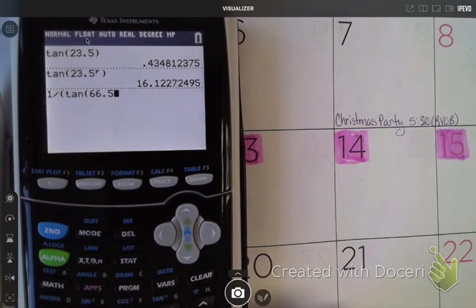66.5. And end your 2 parentheses. When you have the reciprocal functions, you need to use the negative power is inverse, has nothing to do with reciprocal. Why is it the same answer? Because they're reciprocals. Tangent and cotangent are cofunctions, yes? And 23.5 and 66.5 are what? They're complementary. So should they be the same answers?